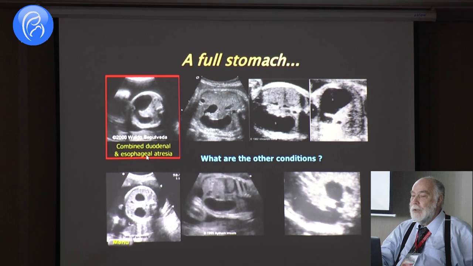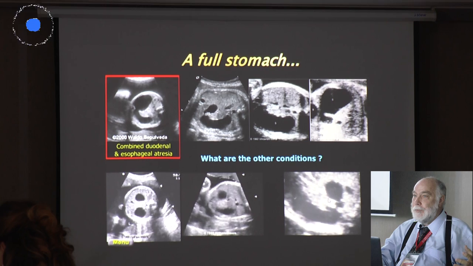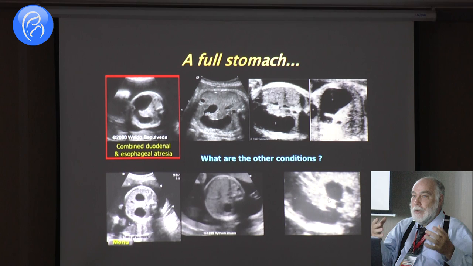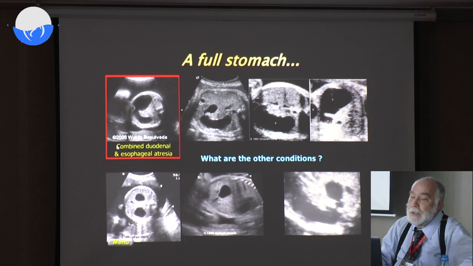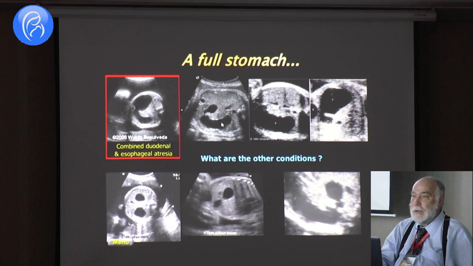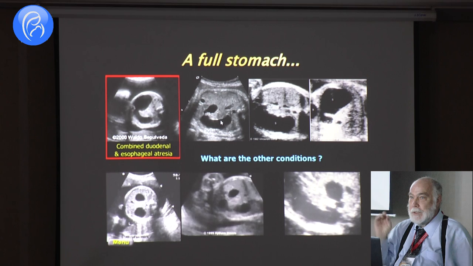Because in duodenal atresia, if the baby drinks too much, he will vomit. Just like when you have a baby, you have to burp them, otherwise they're going to vomit. Same thing happens in esophageal atresia, which is the reason you see the esophagus of this baby better than other babies. So this is combined duodenal and esophageal atresia. How about this one here? Why is this not esophageal atresia? What is missing in that baby?